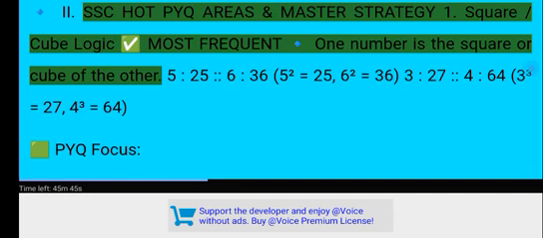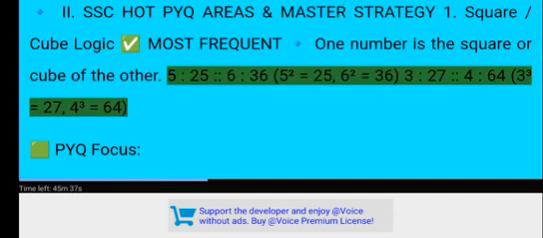SSC hot PYQ areas and master strategy. 1. Square cube logic. Most frequent: one number is the square or cube of the other. 5, 25; 6, 36: 5 squared equals 25, 6 squared equals 36. 3, 27; 4, 64: 3 cubed equals 27, 4 cubed equals 64.